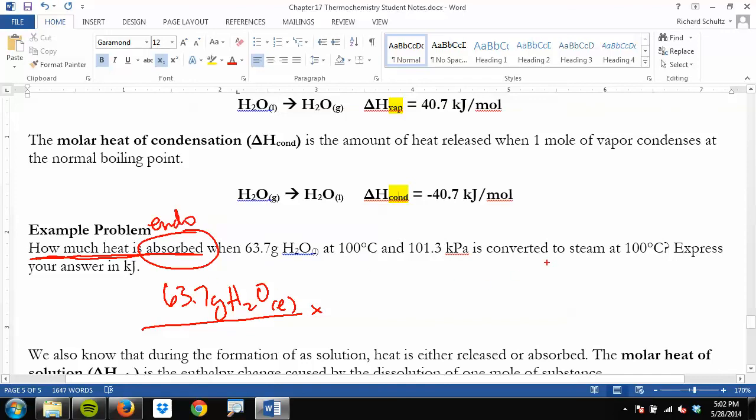And it also talks about being converted to steam. So we're going from liquid to gas. So this all makes sense. This is a positive number. It's endothermic, liquid to gas. So this is the information I'm going to need in that last step.